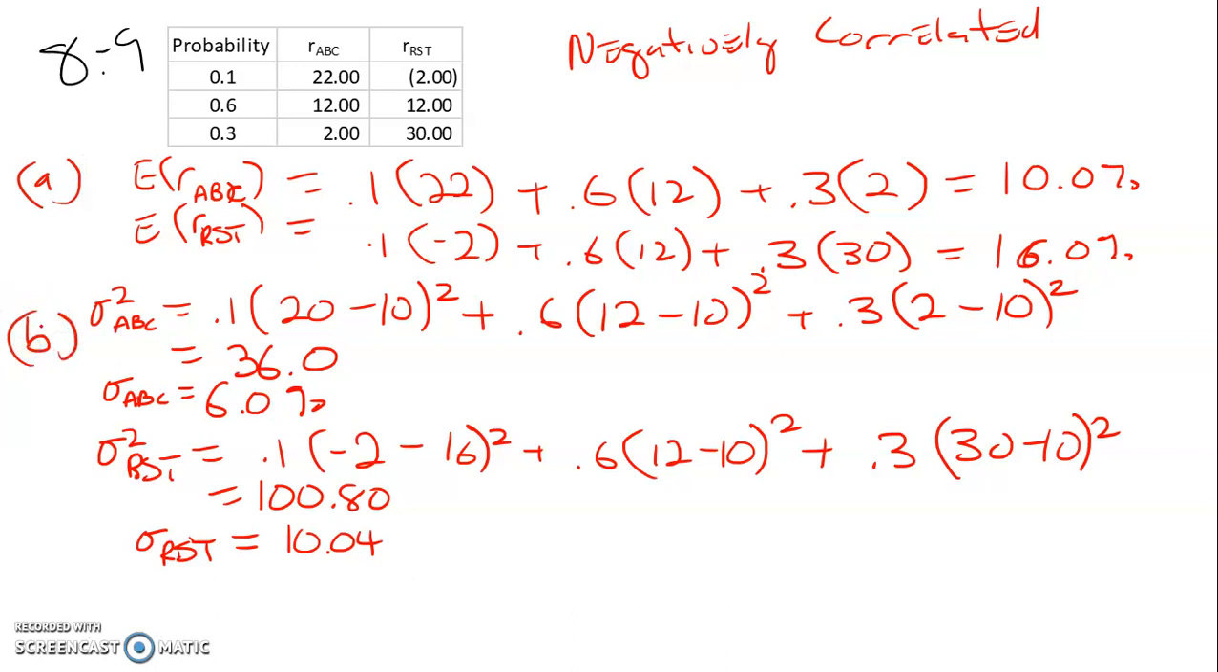Now C asks us to form a portfolio that consists of 60% investment ABC and 40% RST. And then we compare the standard deviations of the combined portfolio to that of the individual investments.